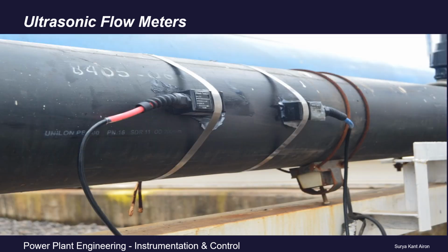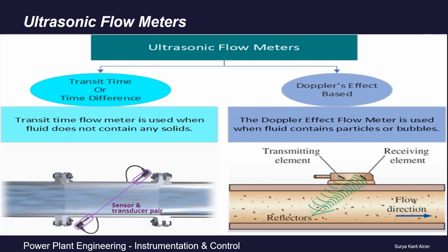Ultrasonic flow meter is very useful due to its high accuracy in pipelines with very big diameters, say 500 mm diameter, 1 meter, or 2 meter diameter, where other flow meters like orifice, vortex, or turbine flow meters are not very accurate. Ultrasonic flow meters are of two types. One is the transit time or time difference ultrasonic flow meter. It is used when the fluid does not contain any solids. And the second works on Doppler's effect and is useful in fluids containing particles or bubbles.